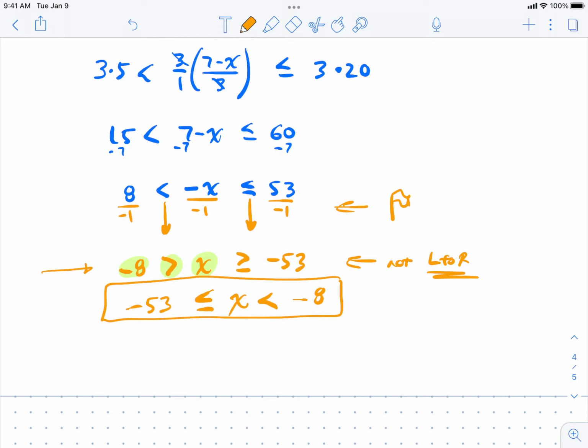Okay. So to finish this off, let's put it in interval notation. It's saying everything that goes from negative 53 up to negative 8. Wait, I want green. From negative 53 up to negative 8. Do we include negative 53? Yes, it says it right there. Include the negative 53. Do we include the negative 8? No, because it's a strict inequality. So round parentheses on the right, square bracket on the left, and we are done.